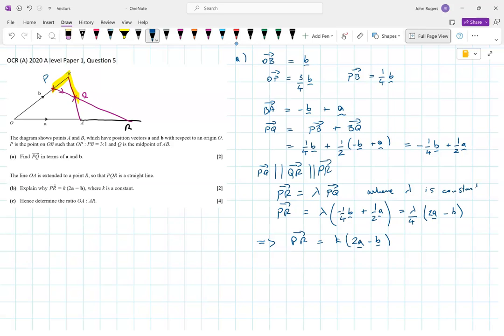And K, where K is a constant here. It's not the same constant, in fact. It's actually K is equal to lambda. I don't think we need to write that here, but I'm going to anyway. Is equal to lambda over 4. So, okay, that's the second part of that, part B.